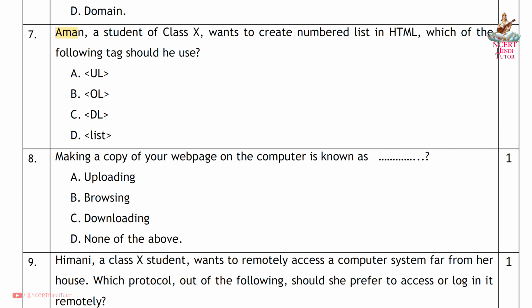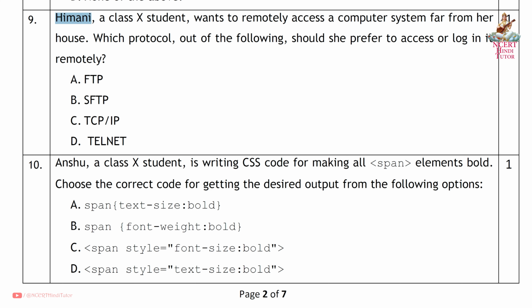Question 7. Aman, a student of class 10, wants to create numbered list in HTML. Which of the following tag should he use? Answer B. OL. Question 8. Making a copy of your web page on the computer is known as answer C. Downloading. Question 9. Himani, a class 10th student, wants to remotely access a computer system far from her house. Which protocol out of the following should she prefer to access or log in to it remotely? Answer D. Telnet.